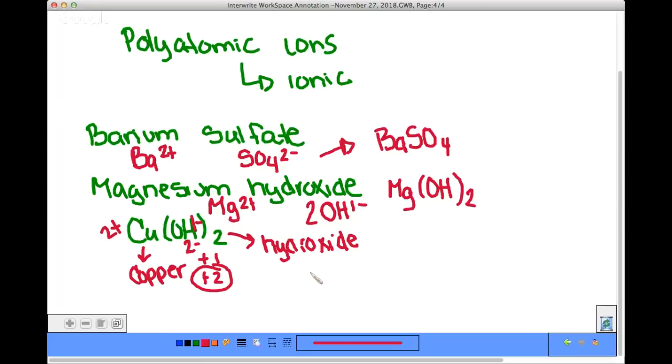So when I write this out, I'm going to write copper, Roman numeral 2, to show that it is a +2 charge. Remember that this does not tell you how many coppers there are. That tells you what charge copper is. And then you're going to go ahead and write hydroxide.